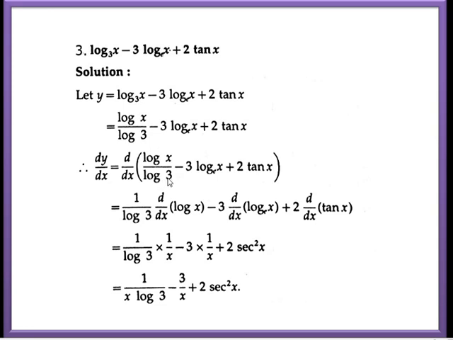So I write this as 1 upon log 3 into y, because derivative of constant into function is that constant into derivative of function. Now this is standard formula. d/dx of log x is 1 upon x. So here also 1 upon x. And what about derivative of tan x? It is nothing but sec square x. So final answer is dy/dx equal to 1 upon x log 3 minus 3 upon x plus 2 sec square x.